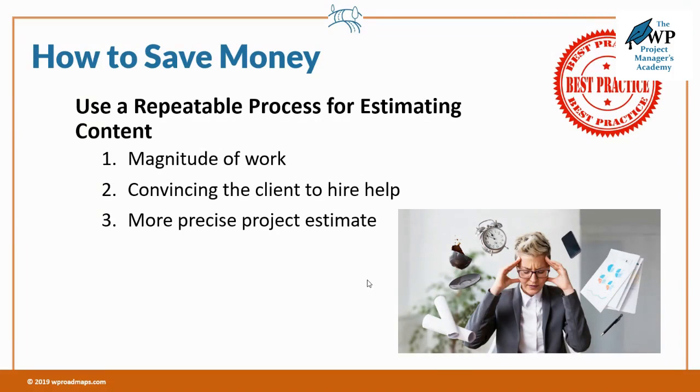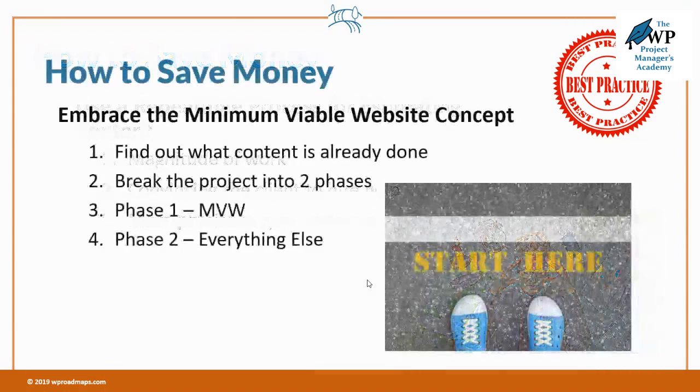But if you show them how much time it's actually going to take by using this rough order of magnitude, then that's one of the best ways to convince them they need to hire help, whether that's you because you provide content as part of your offering, or a third party, or whoever, someone else other than the client. Also, by doing this estimating of content, it ends up giving you a much more precise project estimate. The rough order of magnitude spreadsheet we use is available inside the WP Project Managers Academy, but I'll tell you a little bit more about that later.